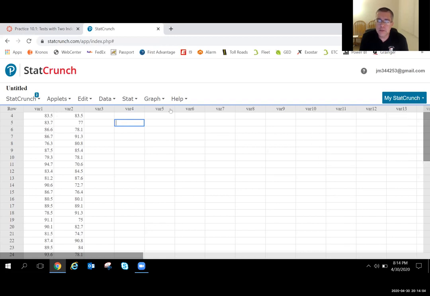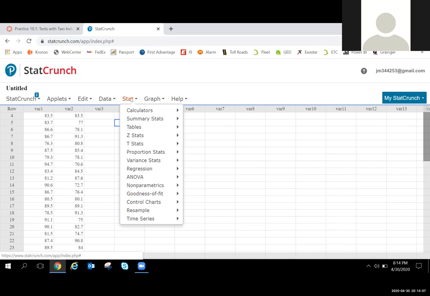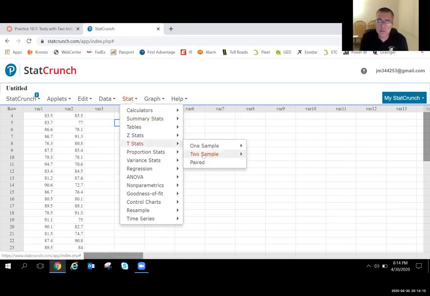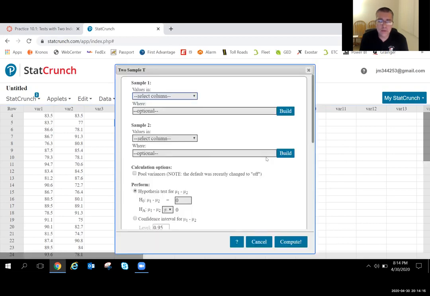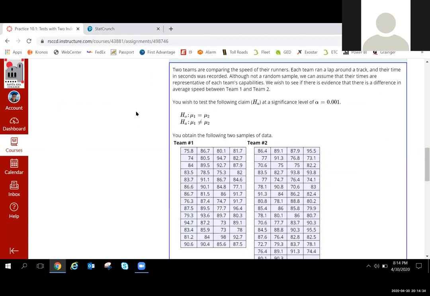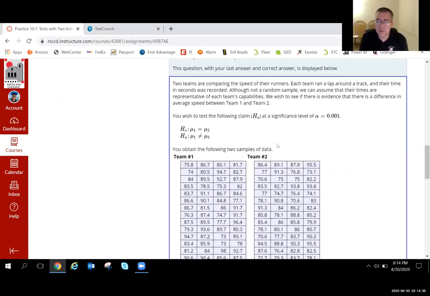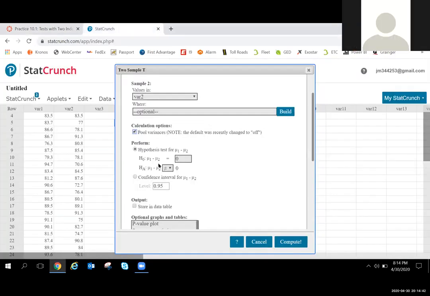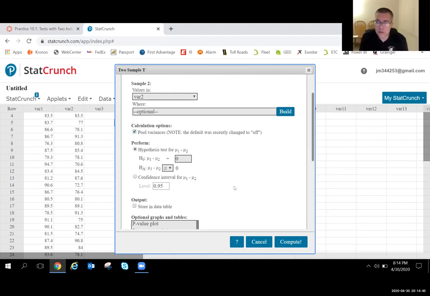Okay, so how would I do that? So you go to stat and then go to T stats and go to two sample with data. There you go. And it says sample 1 is var 1. Sample 2 is var 2. Okay. And then we want to do hypothesis test. What do we want to do? Hypothesis test? Yeah. Mu1 is equal to mu2 and mu1 is not equal. So we just want a not equals. Not equal. Yep. That's correct. And then hit compute.